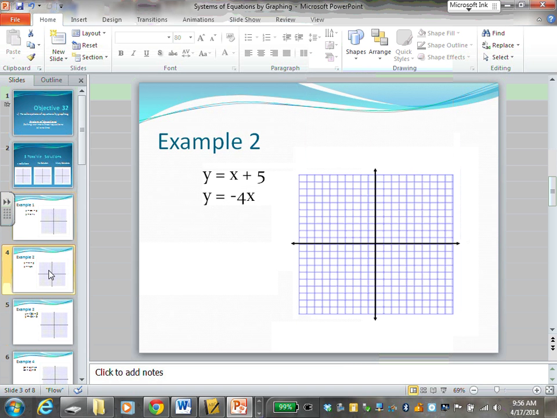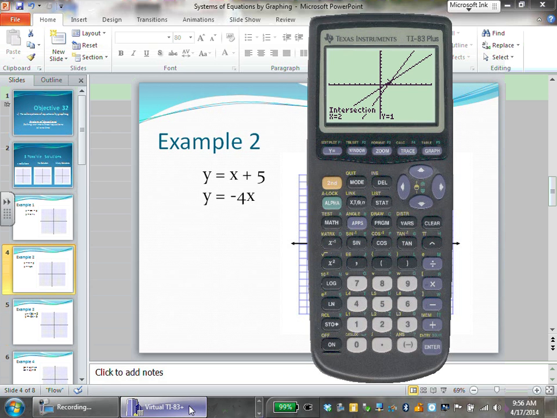Okay, let's look at another one. Okay, let's go to example 2. Let's put this in, go back to y equals, clear this out, and clear this out, and you're going to put in x plus 5. And then you're going to put in, now this time do I put minus 4x or do I put negative 4x? How do I read it? Negative 4x. So you got to hit the negative button, negative 4x. And then you're going to hit graph.